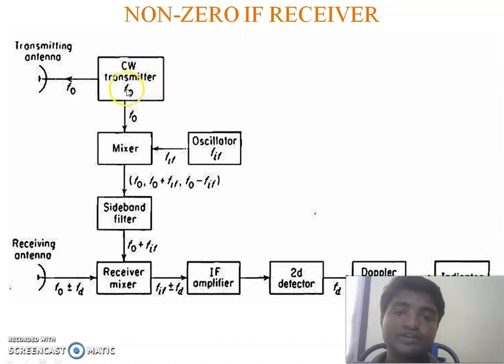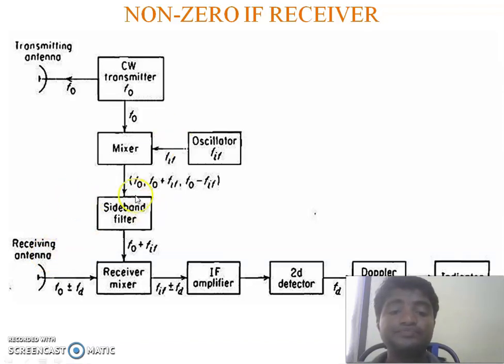Here also a CW transmitter is there. It generates a continuous signal with a frequency of f0, and the received signal frequency is f0 plus or minus fd. Here in this non-zero IF receiver, separate antennas are used, one for transmission, other for reception. Therefore, the largest isolation is provided between the transmitter and receiver.